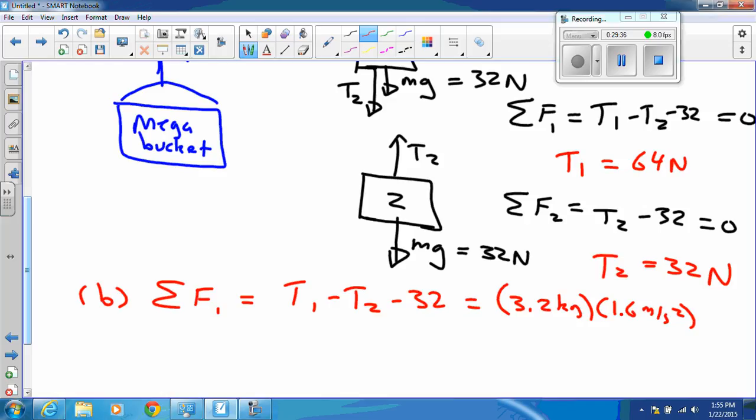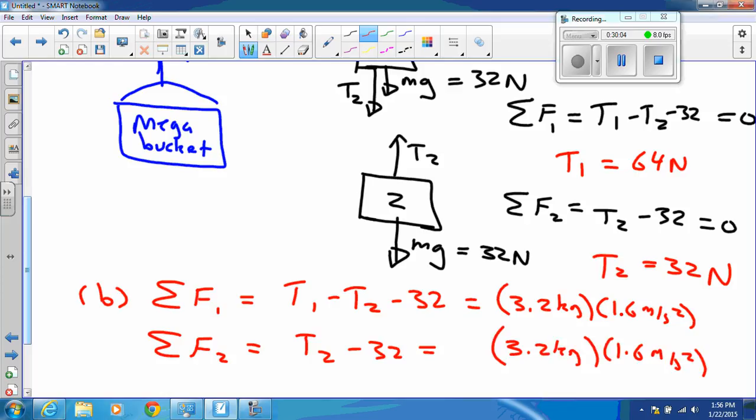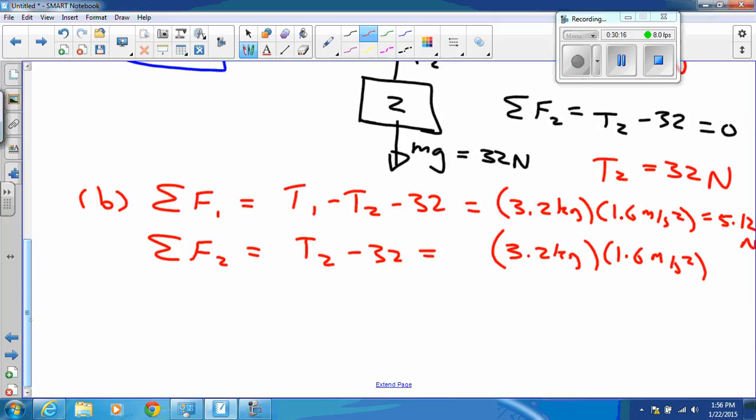And notice that I'm using the mass of just this bucket because I did the sum of forces on just that bucket. Right? Force sums. And go ahead, keep going. Sum of forces on 2. The same way. And over here, yep, same thing. This is going to be 5.12 newtons for each. So keep going with that thought.